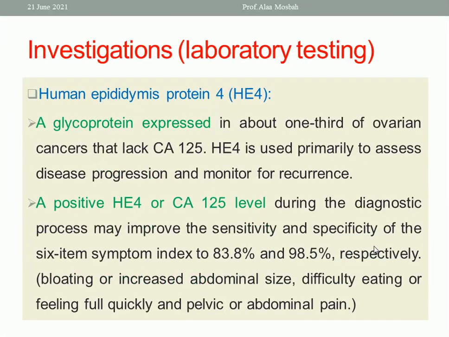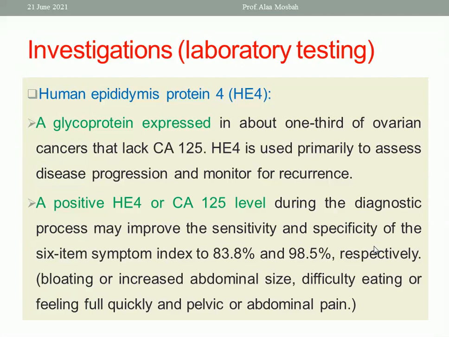The second and very important tumor marker is human epididymis protein 4, HE4, which is a glycoprotein expressed in about 1/3 of ovarian cancers that lack CA125. So it can be elevated in 1/3 of ovarian cancers that lack CA125. HE4 is used primarily to assess disease progression and monitor for recurrence.